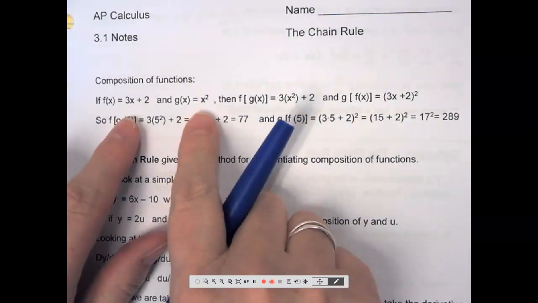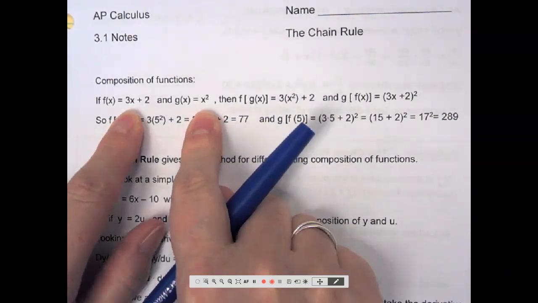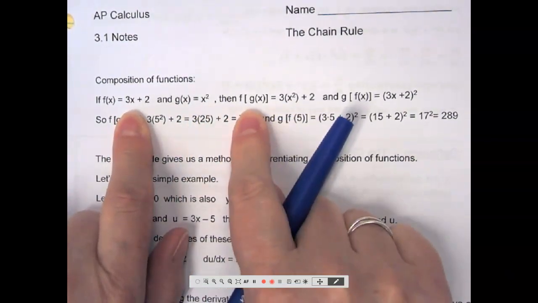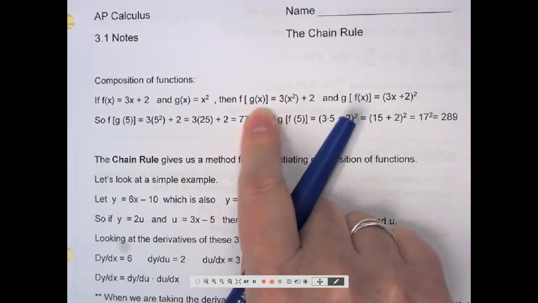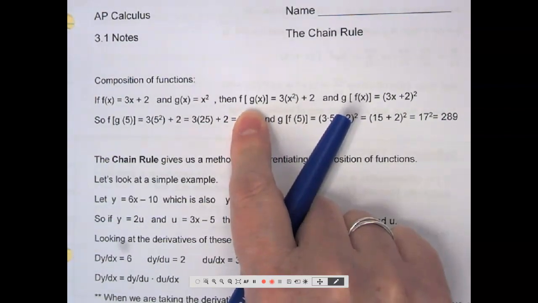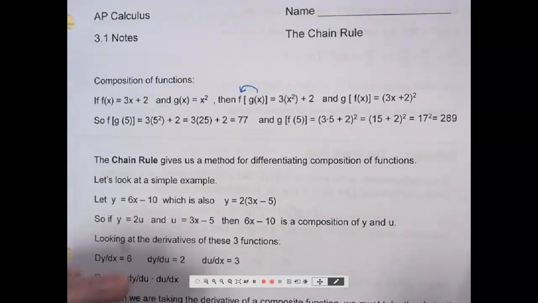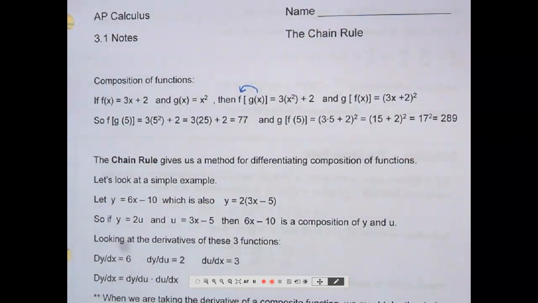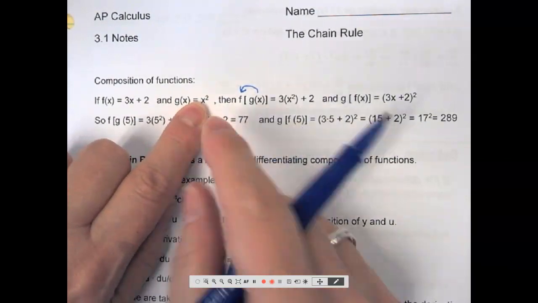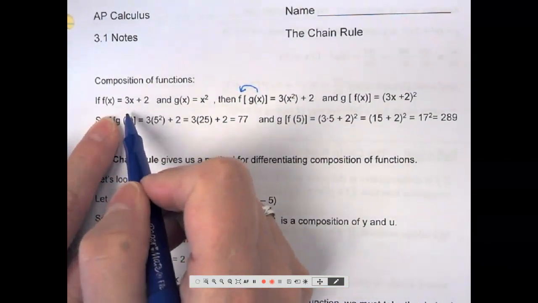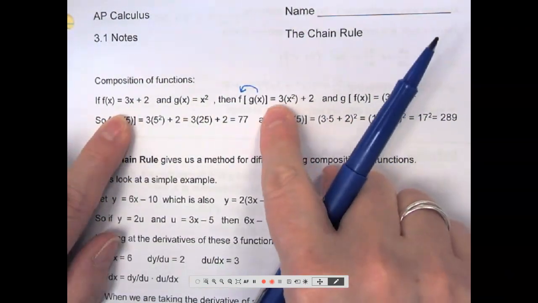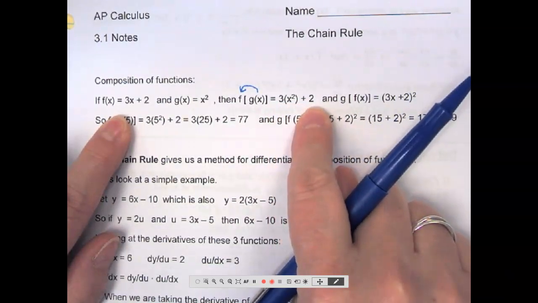Okay? So, for example, if I had these two functions, f and g, and I ask you to find f of g of x, that's how we say that, that's not multiplication. That means to take function g and plug it into f. Remember doing that? So then I would put x squared into function f in place of the x, so I would have 3 times x squared plus 2.